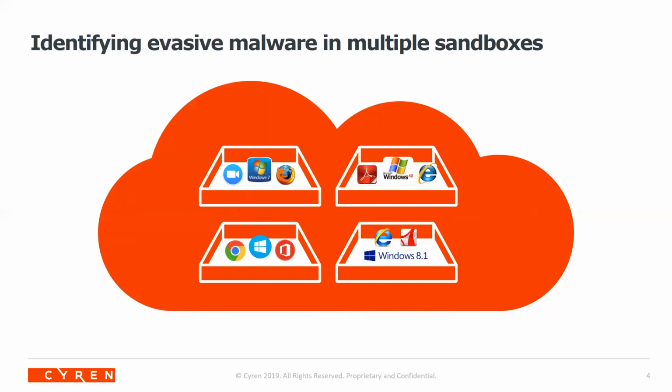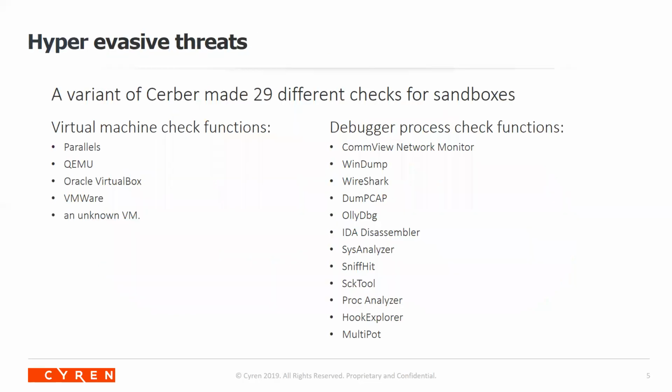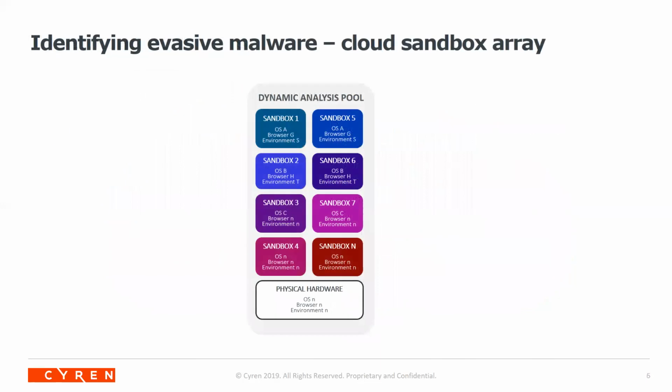You stand a far better chance if you use multiple sandboxes that are configured with different operating systems and applications. Often you might see different behaviors in each, which itself suggests something is suspicious. However, you are still not 100% guaranteed to detect the most evasive or hyper-evasive threats. During our research, Cyren's analysts found one malware, a variant of Cerber, that performed 29 different checks for sandboxes.